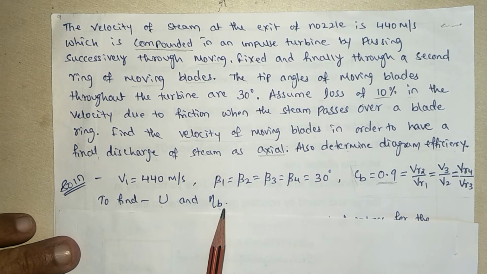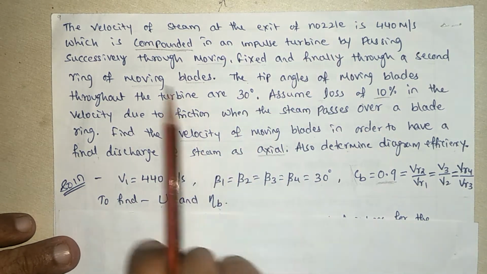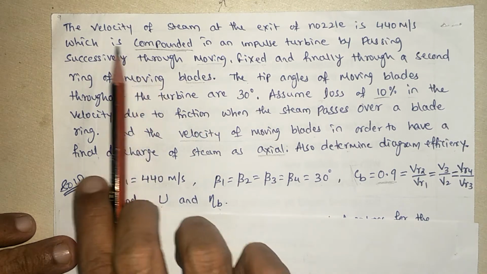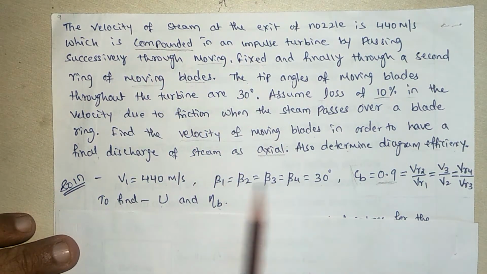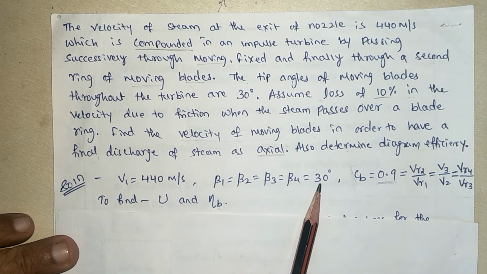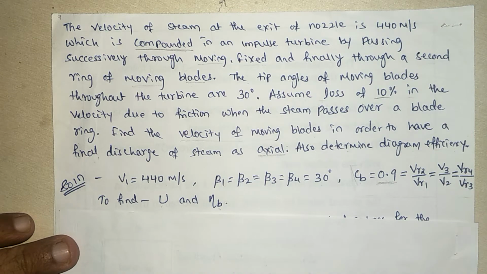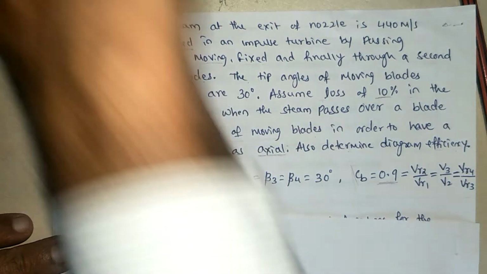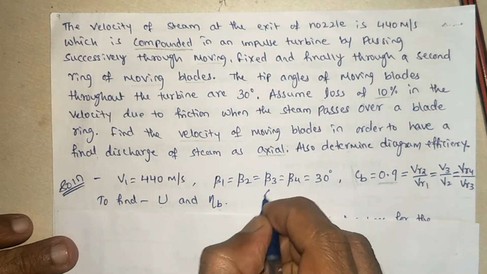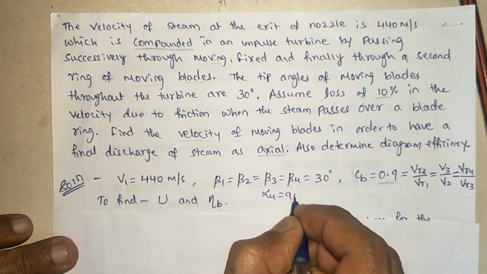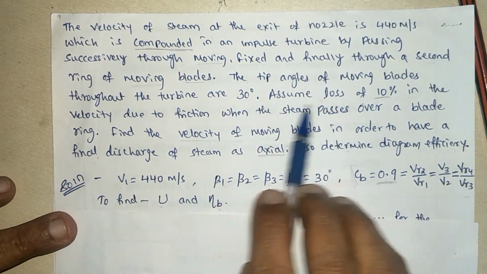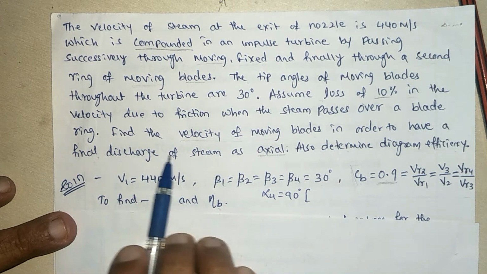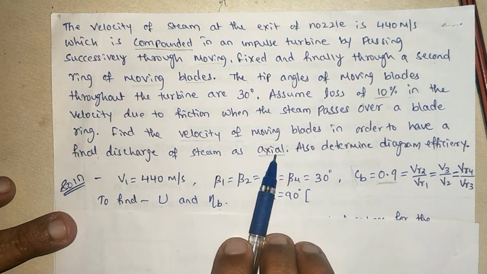In this problem, nowhere is the value of alpha 1 given, right? We don't know the value of alpha 1 here, whereas all the beta values are given: beta 1, beta 2, beta 3 and beta 4. Also here alpha 4 is 90 degrees, because the final discharge of the steam is axial.